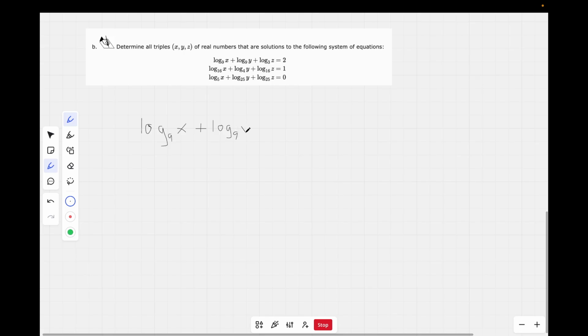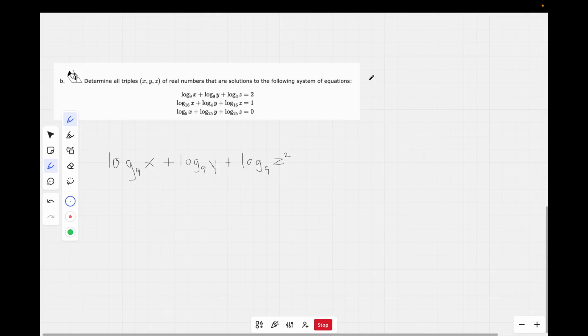You want to change the base of the third term, log 3 z, such that it can have the same base, which is 9, as the other two terms, so that we can simplify calculations, or simplify the expression. So log 3 z is equal to log 9 of z squared, because 9 is 3 squared. Or if that doesn't seem intuitive to you, you can also just use the change of base formula.